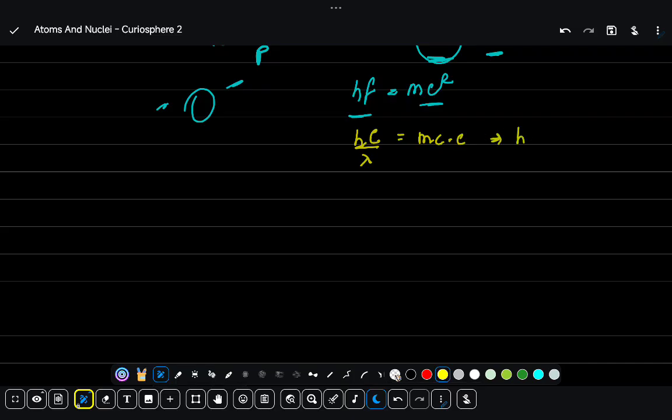This implies hc by lambda equals p into c. Cancel c, you will get lambda is equal to h by p, right? h by p. Now let me say, this p here may not always mean the particle is moving at the speed of light, because no particle can move at the speed of light. According to Einstein's postulates, if a particle moves at the speed of light, it becomes energy, massless. So mass will become zero.